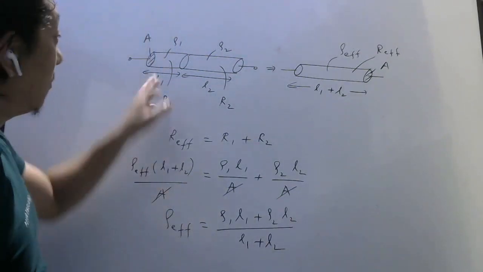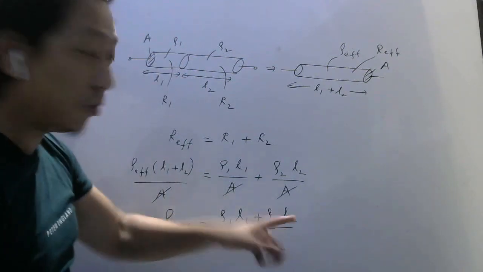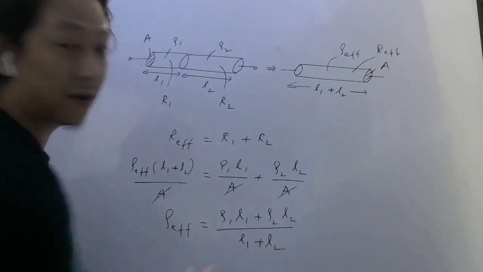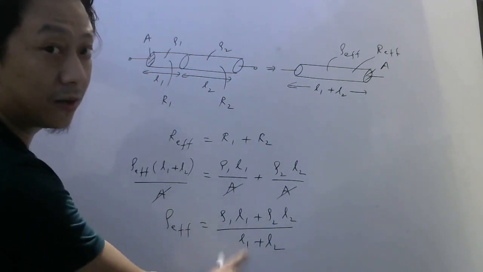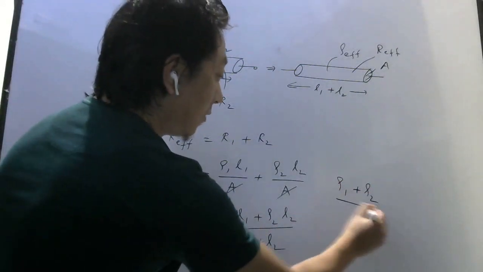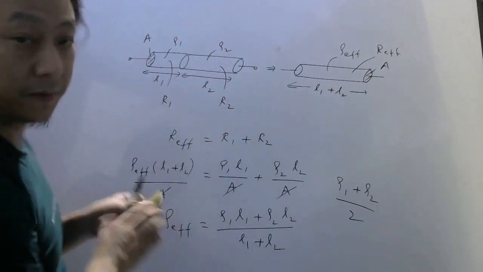What will happen if they say these two wires have the same dimension? Then L1 and L2 also will be same. So this will be L1 plus L1. So this will be 2L1. Then L1 will cancel. You will get rho 1 plus rho 2 divided by 2. Okay, if the lengths were equal. Fine.